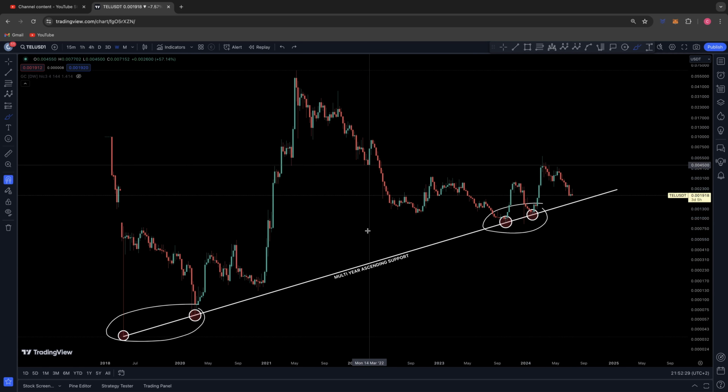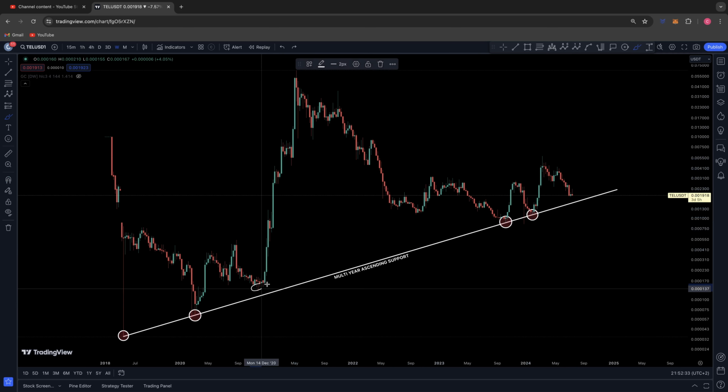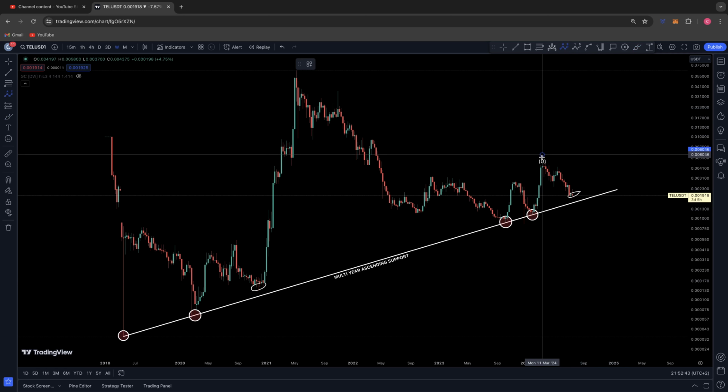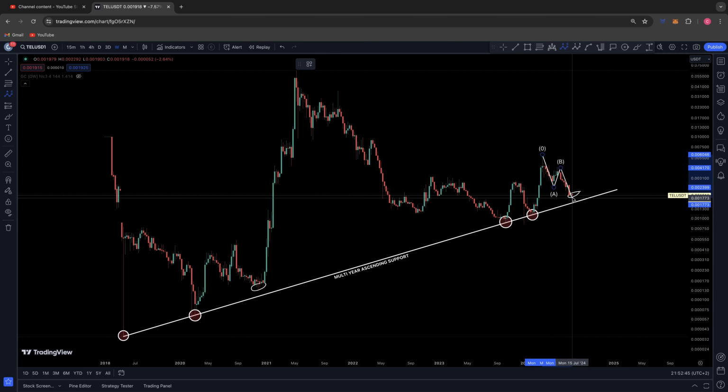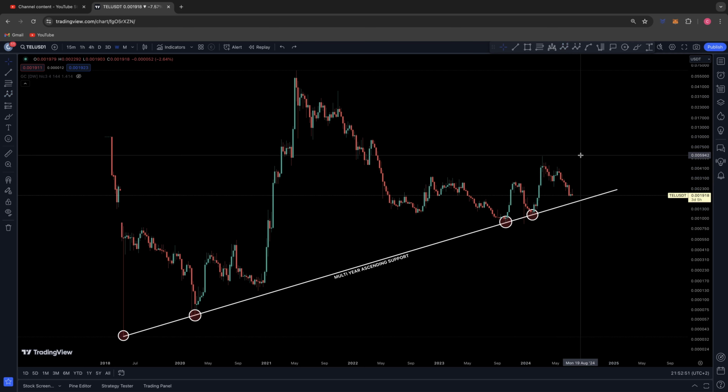Now, previously, just something to point out there, guys. Previously, we didn't actually come back to the support line for support. So is Telcoin looking to bottom out somewhere around here right now? Potentially. And all we've done is got this sort of large A, B, C correction back down to a higher low, and off she goes. There is a chance for that.